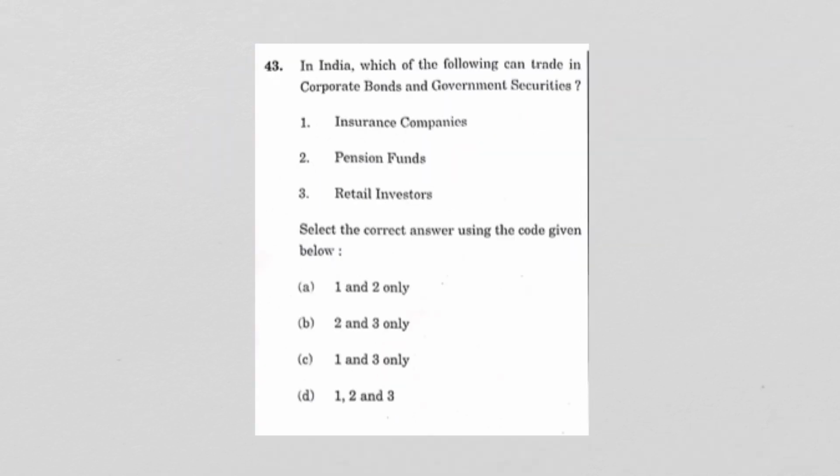Next is the third question. In India, which of the following can trade in corporate bonds and government securities? So again, options are insurance companies, pension funds, retail investors. The question is, among these three, who can trade in corporate bonds and government securities? Or simply put, who can buy and sell government securities as well as corporate bonds. Buy and sell here means buy and then trade it or sell it in the secondary market. Okay, that's what the question means.